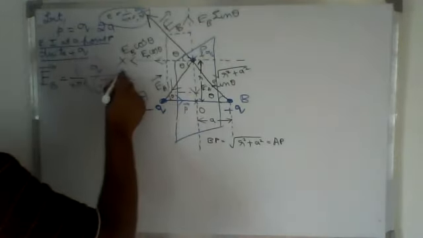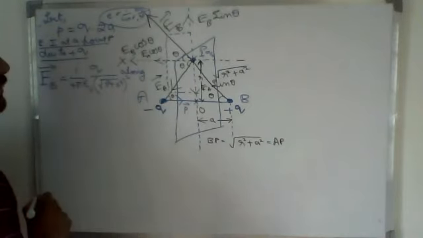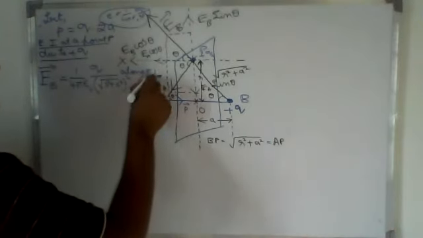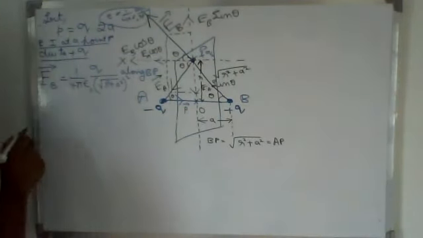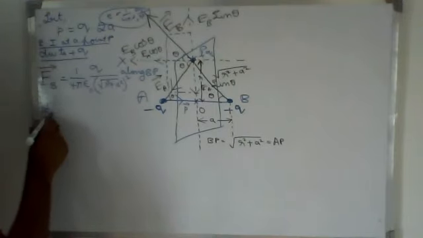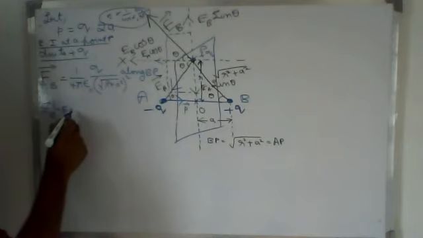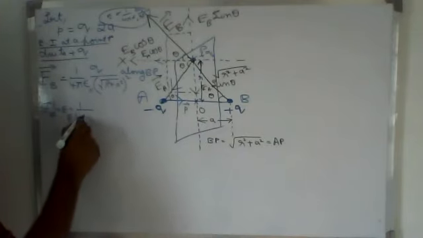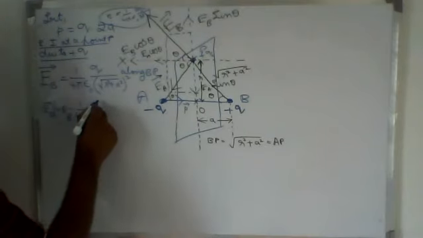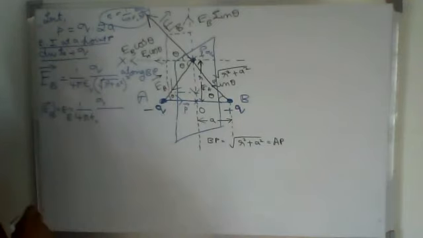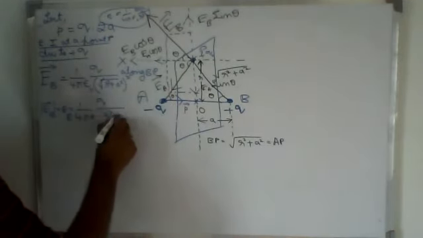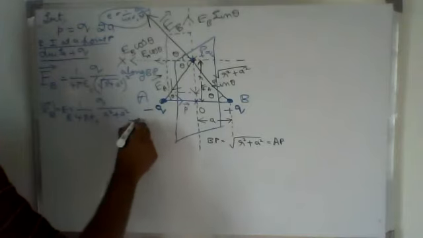And this is along which direction? This is along B to P direction. And then the magnitude of the EB vector is just EB. EB is equal to 1 divided by 4 pi epsilon naught Q divided by R square plus A square, since the root and square cancel. Now call this equation number 1.